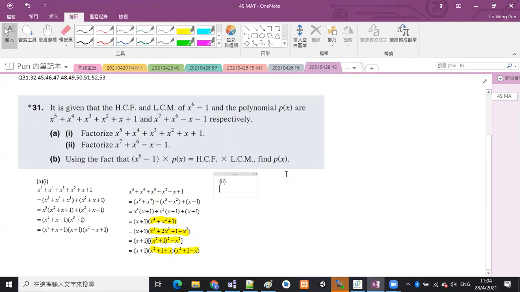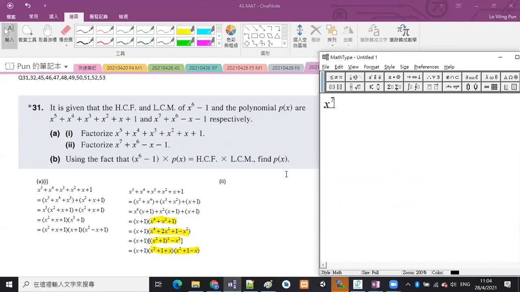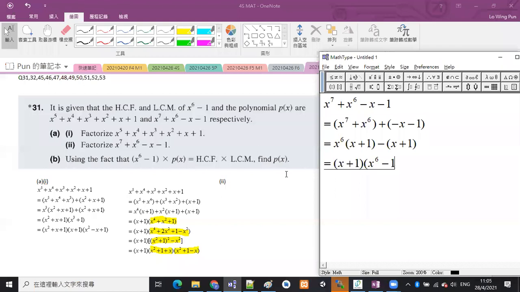And then A2, we need to factorize this x^7 plus x^6 minus x minus 1. This one is a little bit easier. 4 terms. I need to group them into two groups. So x^7 plus x^6, and then plus negative x minus 1, right? Then we take out the common factor x^6 and then x plus 1, and then we take out a minus sign, becomes x plus 1, and then take out the common factor x plus 1 and write down the remaining factor x^6 minus x minus 1.